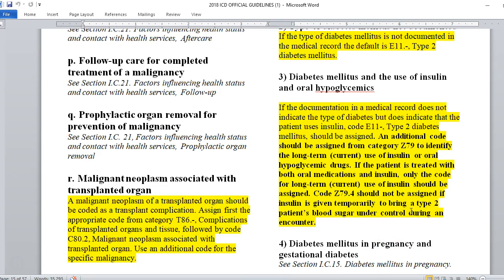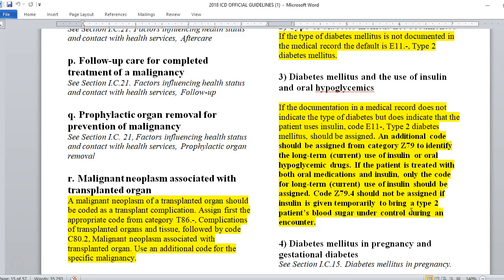So again, as it goes on to tell us, what are we using to keep the patient's body stable? If the documentation in a medical record does not indicate the type of diabetes, but does indicate the patient uses insulin, code E11 point something, type 2 diabetes mellitus should be assigned. So again, even if they said insulin, all type 1 diabetics, some type 2 diabetics, some secondary, some drug-induced, and some other diabetics also will take insulin, and some of all of those might also be on oral medication or both. So this is what we do.